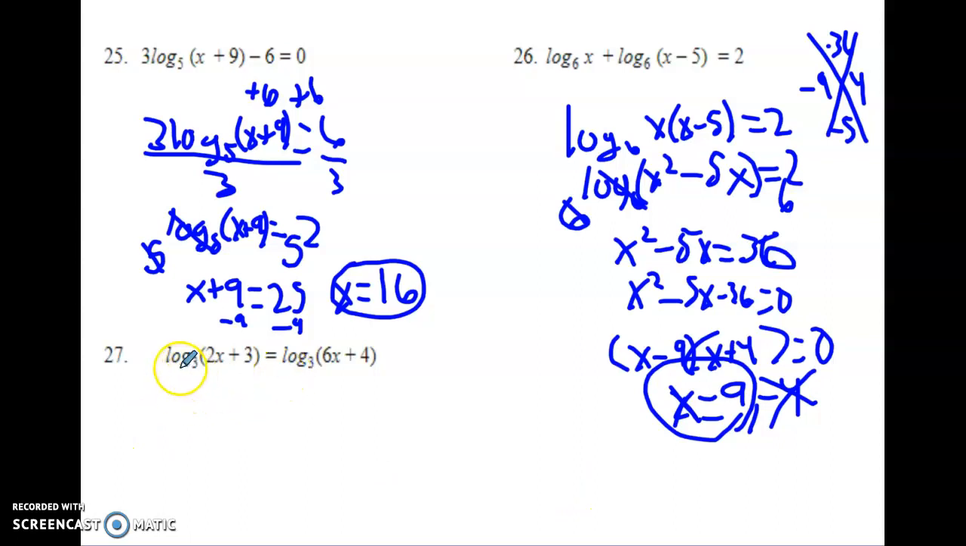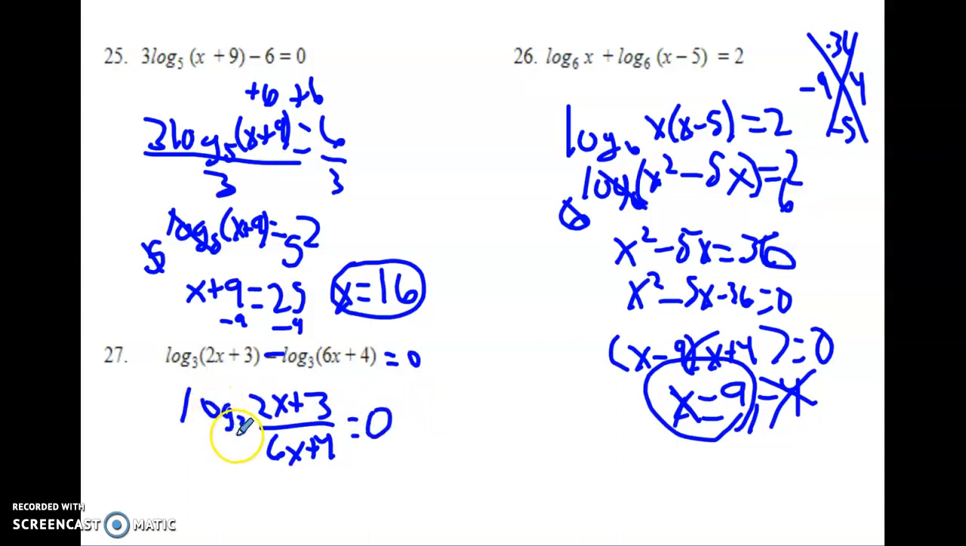This one over here, we have a log on both sides. So how I'm going to solve that is I'm going to get them on the same side. So I'm just going to subtract 1, so that basically just turns that into a subtraction equals 0. Now I have a subtraction, which I know I can condense by using division. So I have this log base 3 of 2x plus 3 divided by 6x plus 4. This is all equal to 0.